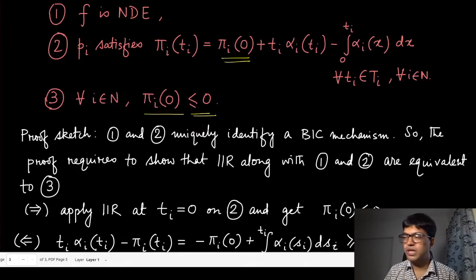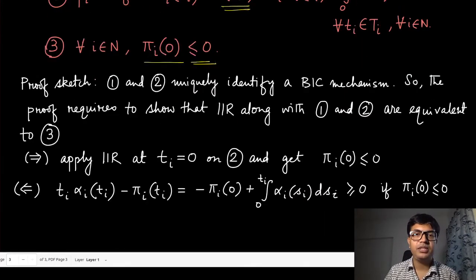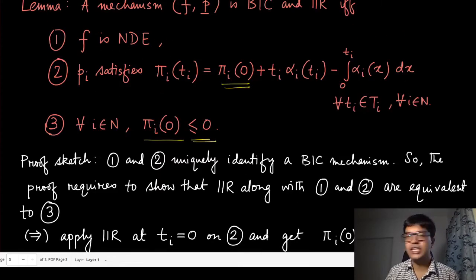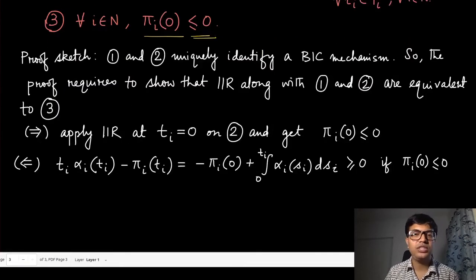We will not go again to prove this very formally, but we can give the pointers. Conditions 1 and 2 that we have said are coming directly from the BIC mechanism. So this is an if and only if condition, so they are equivalent to BIC. All that we need to prove is to show that IIR along with conditions 1 and 2 is equivalent to 3, and that is not very difficult. In the forward direction, we first show that if we assume IIR with 1 and 2, this implies 3.